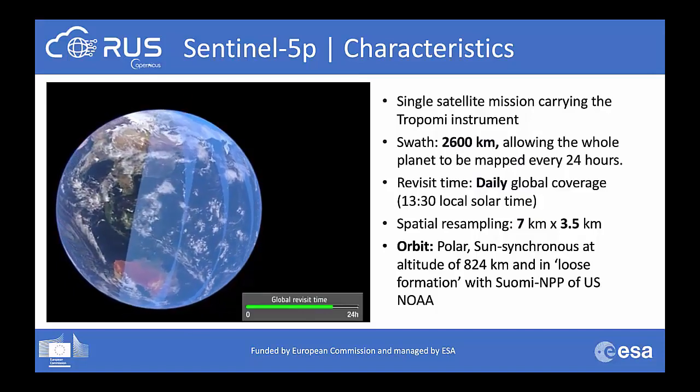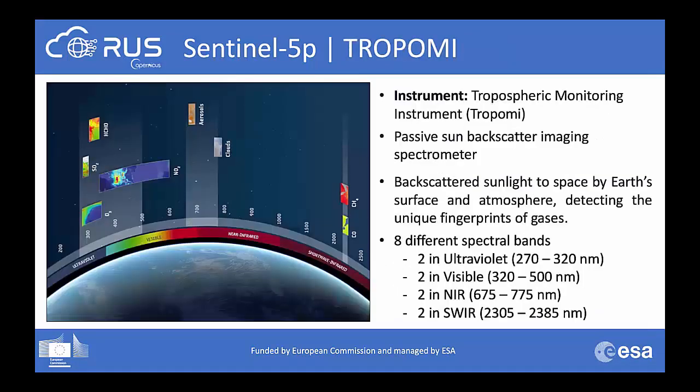So let's now talk about the instrument carried by Sentinel-5p. What sets Tropomi apart, and Tropomi, by the way, means the tropospheric monitoring instrument, as you can see on the slide, is that it measures the ultraviolet, visible, near-infrared and shortwave infrared spectral bands. This means that a wide range of pollutants such as nitrogen dioxide, ozone, formaldehyde, sulfur dioxide, methane, and carbon monoxide can be imaged more accurately than ever before.